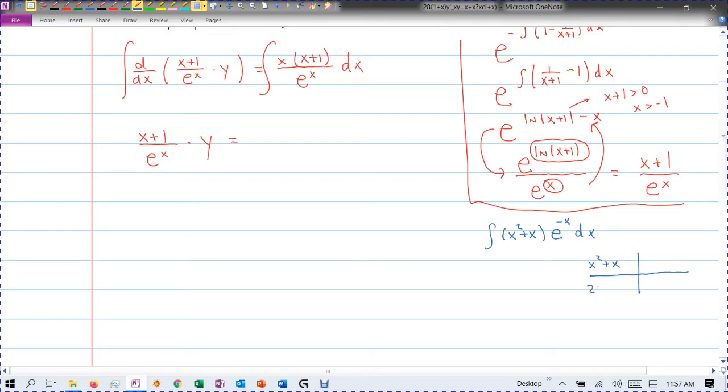The derivative of that's 2x plus 1. I'm going to put e to the negative x dx here. Sorry, that's a dx down there also. And then this will be negative e to the negative x.